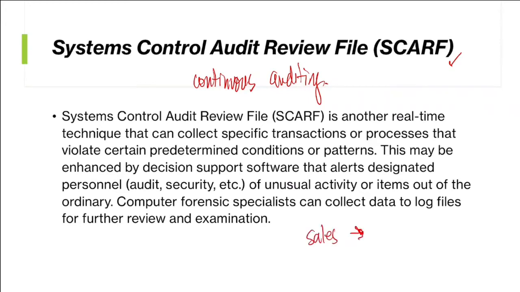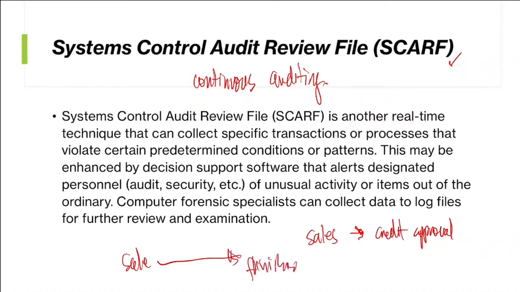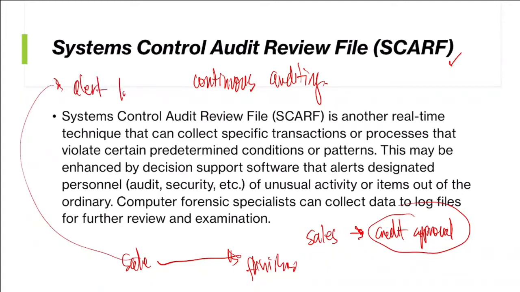So for example, may rule na that all sales should have credit approval. So if a sale, dumiretso siya sa finished while skipping the credit approval process, it would alert the internal audit department already to check what happened in that transaction.